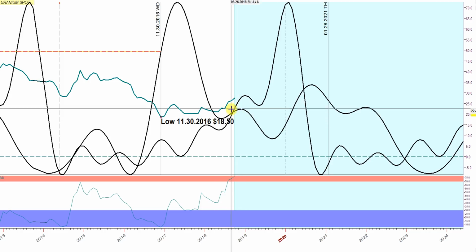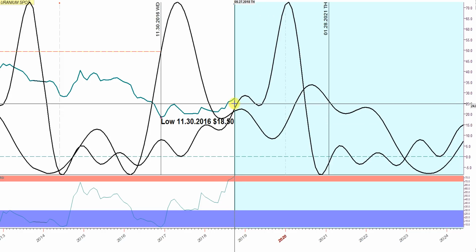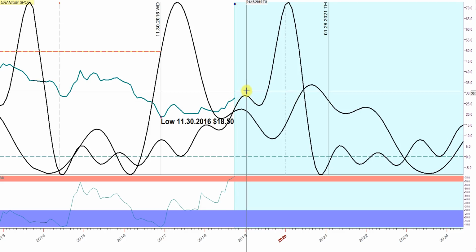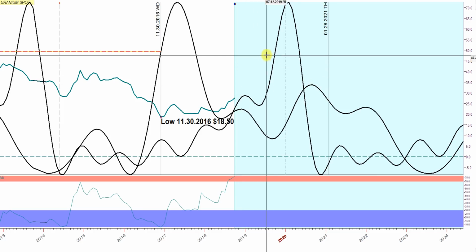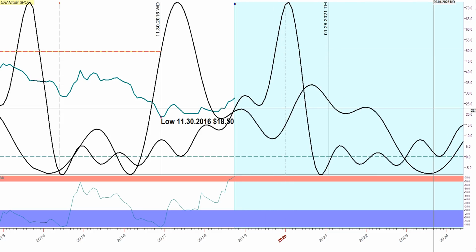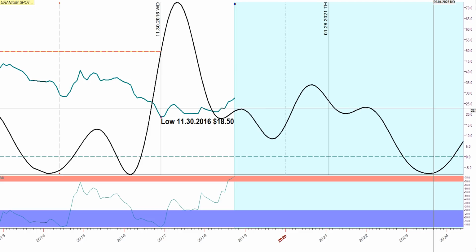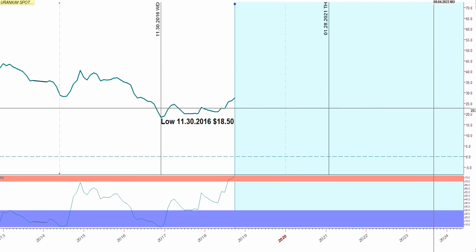But I use this as a guideline to let me know what the possible routes are that uranium spot could go within, towards the end of this year and next year. So it just kind of gives me a guideline. So enough of that. Showed you my pitchfork.